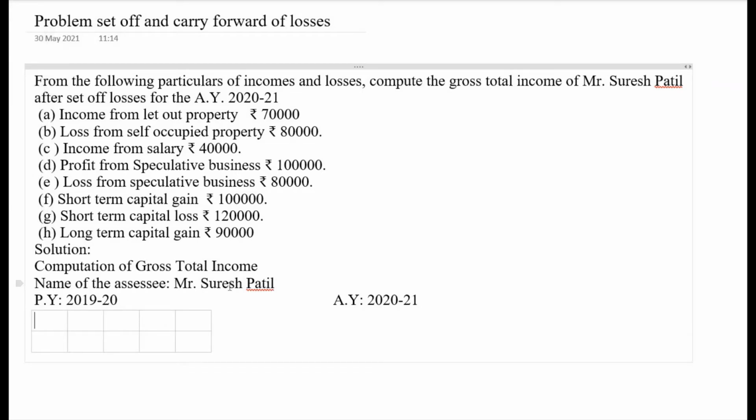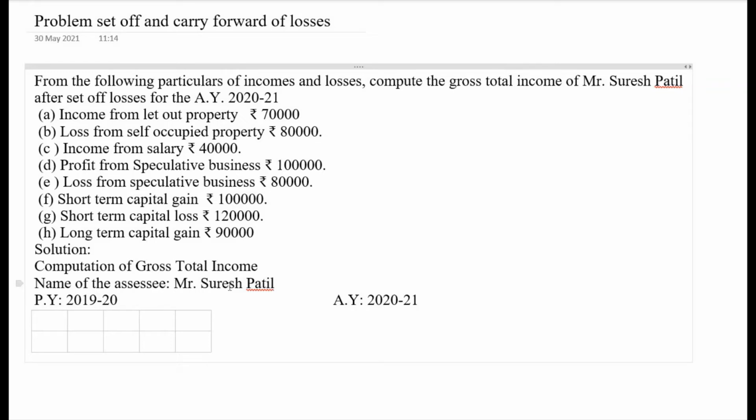So first let's understand here. Income from LOP is 70,000, whereas loss from SOP is 80,000. So there will be a loss of rupees 10,000, which can be adjusted against income from salary. So income from salary will be rupees 30,000 in this case. Then there is a profit from speculative business rupees 1 lakh, whereas a loss from speculative business is rupees 80,000. So this loss can be easily adjusted against the profit from speculative business. Then there's a short-term capital gain and a short-term capital loss, so here it can be adjusted easily. Then there's a long-term capital gain that will appear in the GTI column.